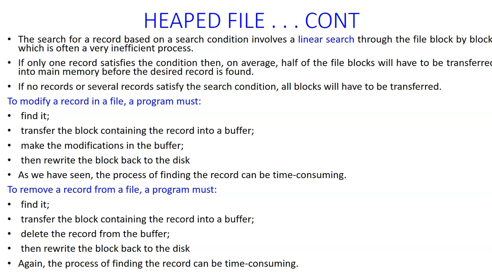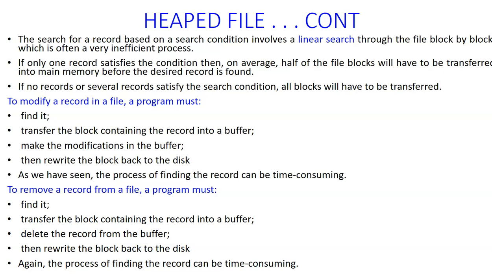So the search for a record is based on a search condition, which involves a linear search through the file block by block. What are we saying? That in the heap file kind of organization, if you're going to search for a record, then you'll have to do a linear search. A linear search is where you search a file block by block. You go on searching each and every particular block for that particular record.